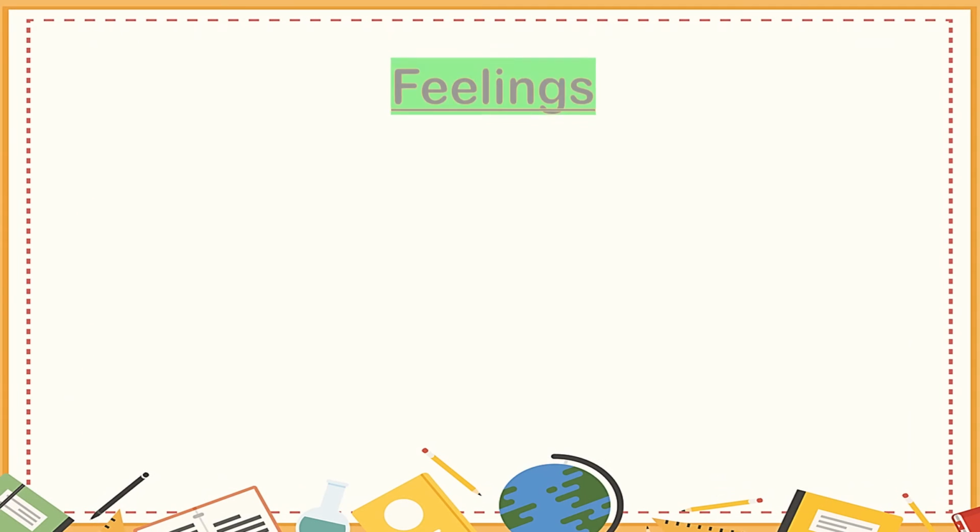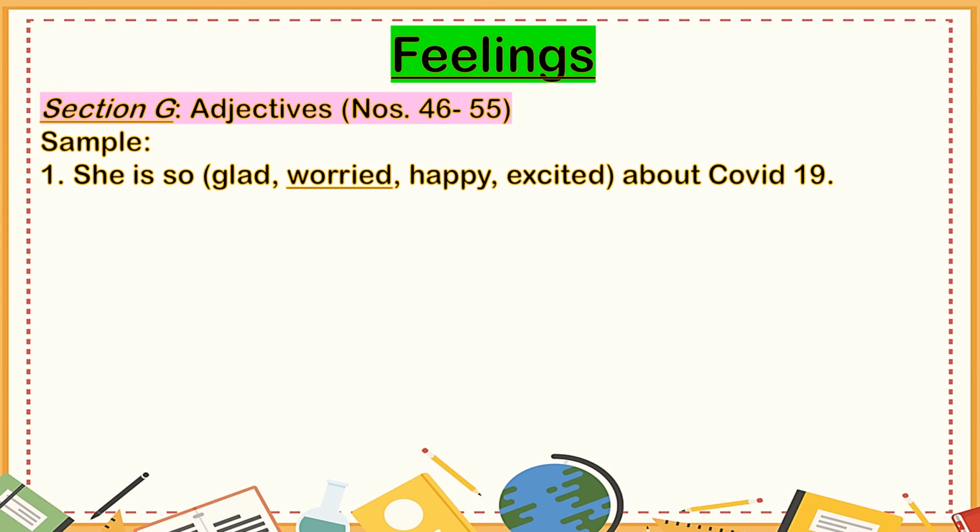The next part of your exam is about feelings. So in feelings class, you only have one section, which is section G, adjectives. And this is from numbers 46 to 55. Example: she is so glad, worried, happy, excited about COVID-19. So the answer is worried. All you have to do is to underline the word of your choice.